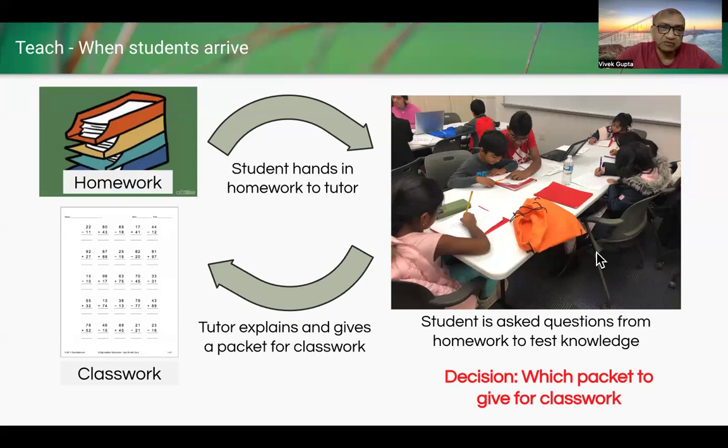You will solve 3 or 4 problems with the student, and show them what needs to be done and the concepts that are there. For example, if there is sum of numbers, or math facts, and there are many different kinds of things that you will teach them, and then you will give them the classwork. So that's basically what happens when the student arrives.